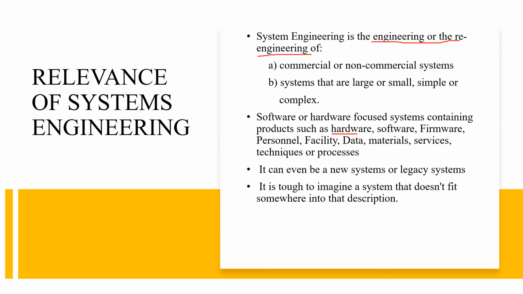So that is given below, that it can be either a new system, or even if it is tough to imagine a system which is conceptual in nature that can solve the problem, we can also do that. We can conceptualize the design, and then we can proceed to solve and design the system. So this is basically what system engineering is. So let's proceed further.